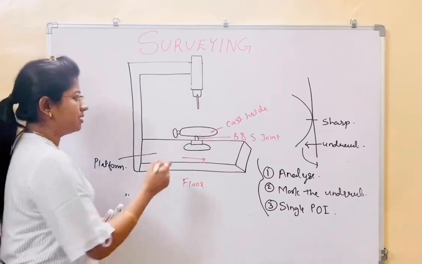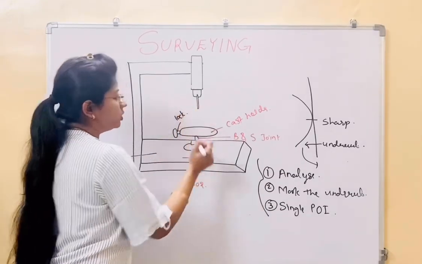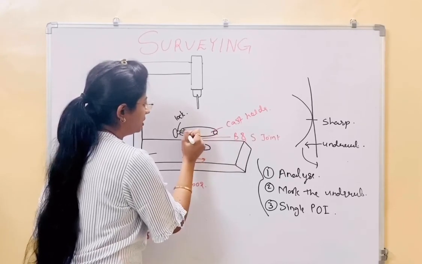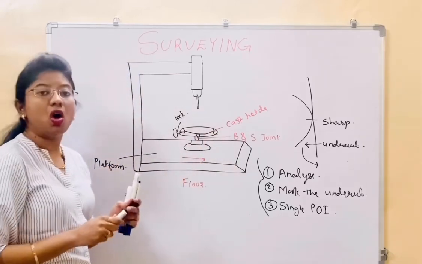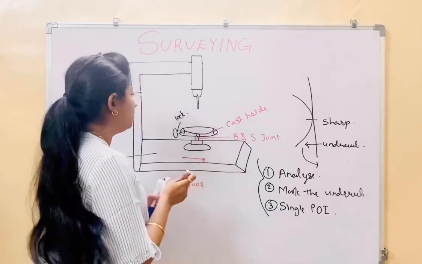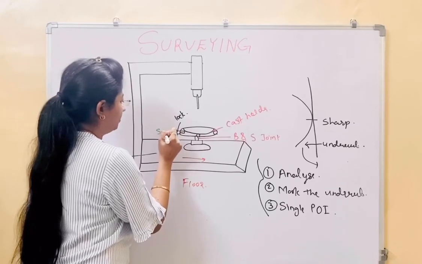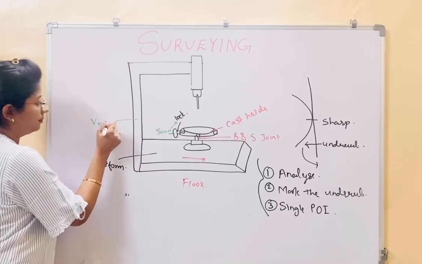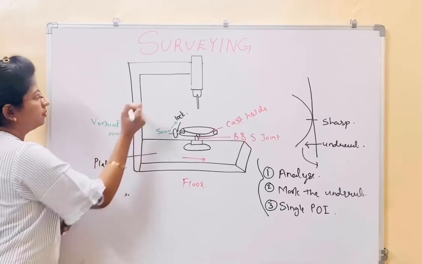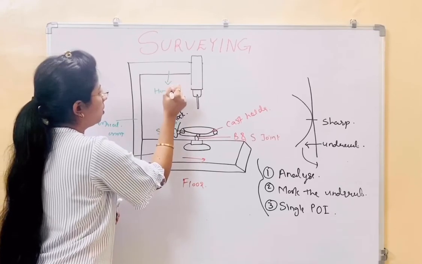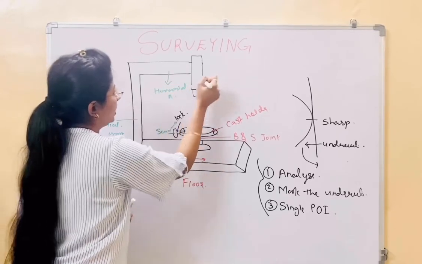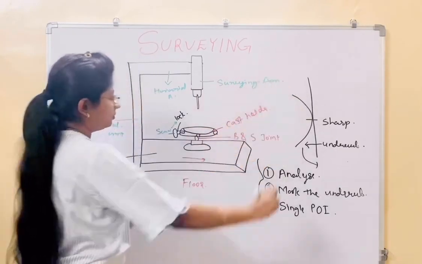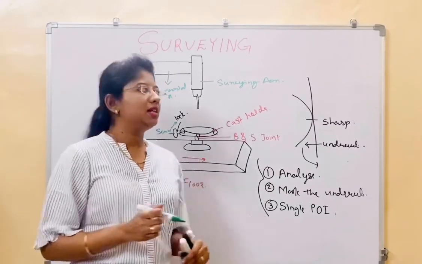First, we will see the parts. This is a lock which can be used to lock the cast. For example, if I am placing my cast here this way, we can lock that position of the cast with the help of this screw. So this is a locking screw. Then this is a vertical arm. There is a horizontal arm, and this arm is called the surveying arm.